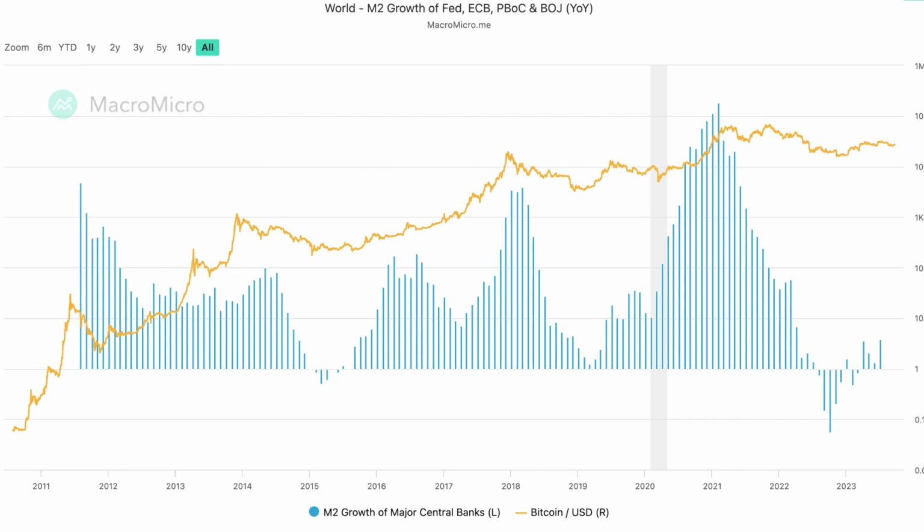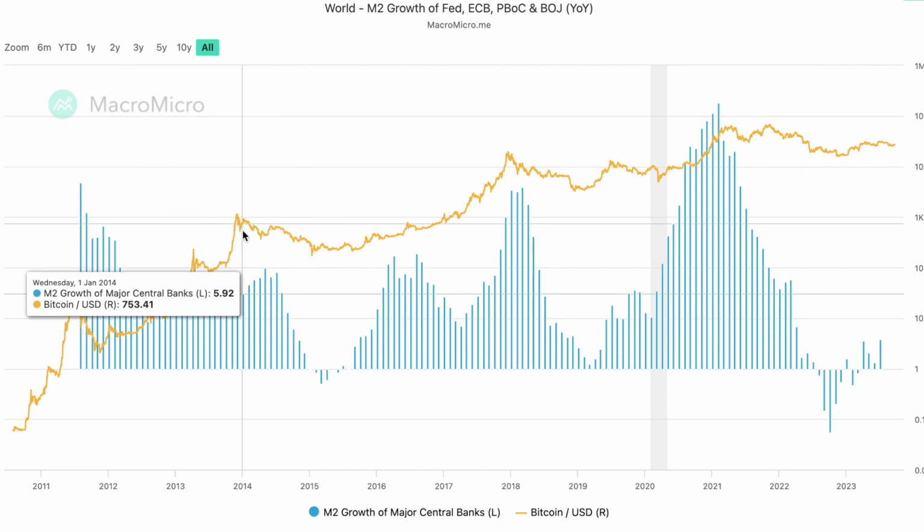In this video, we are going to be examining the relationship between Bitcoin's price and the M2 growth of the Federal Reserve, the European Central Bank, the People's Bank of China, and the Bank of Japan. So what we can see in orange is Bitcoin's price, and down here in blue is the M2 growth, whether in an expansion phase or a contraction phase. And when in the expansion phase, we usually see as M2 is growing, that Bitcoin's price is also growing.